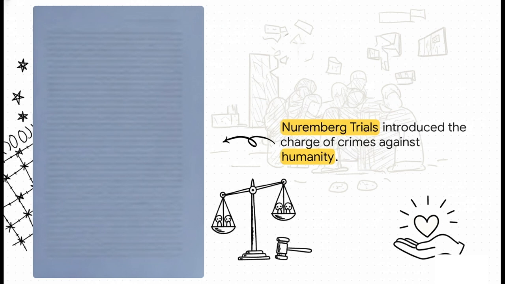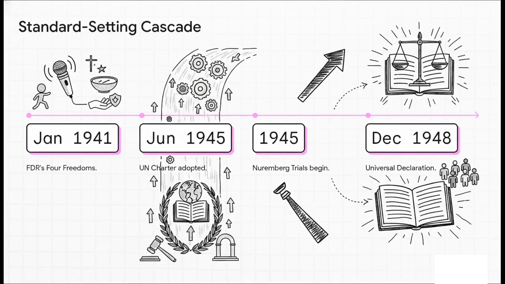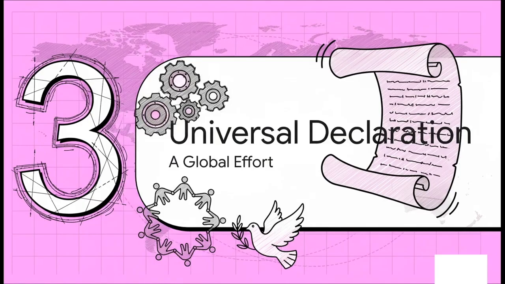For the very first time, government officials were held legally accountable to the international community for what they did to individual civilians. And this sparked a rapid cascade of standard setting. In just a few short years, we went from President Franklin D. Roosevelt framing the Allied goals in 1941 around basic freedoms, like speech, religion, and freedom from want and fear, to the creation of the UN Charter in 1945, which actually listed promoting human rights as a core purpose. This momentum carried straight through Nuremberg and culminated in 1948. Which leads perfectly into Section 3, the Universal Declaration.